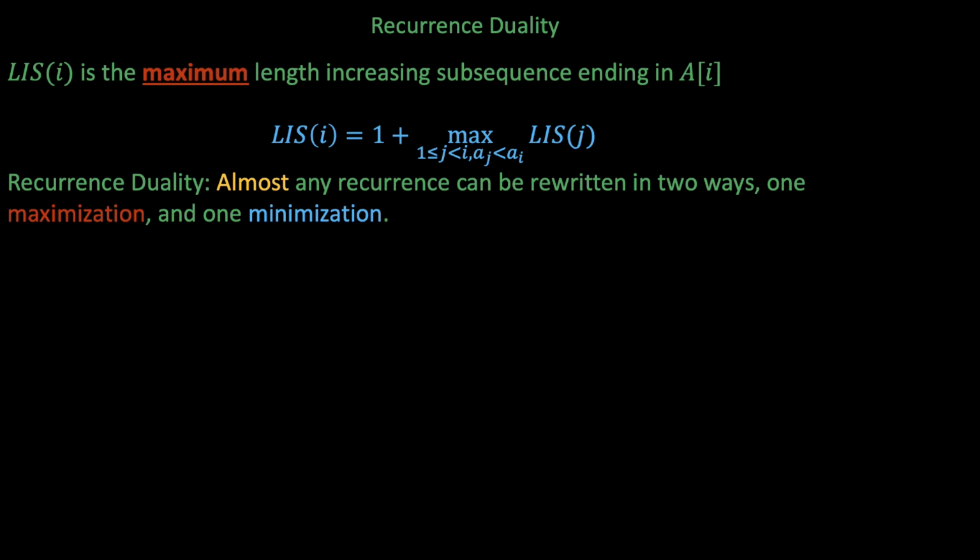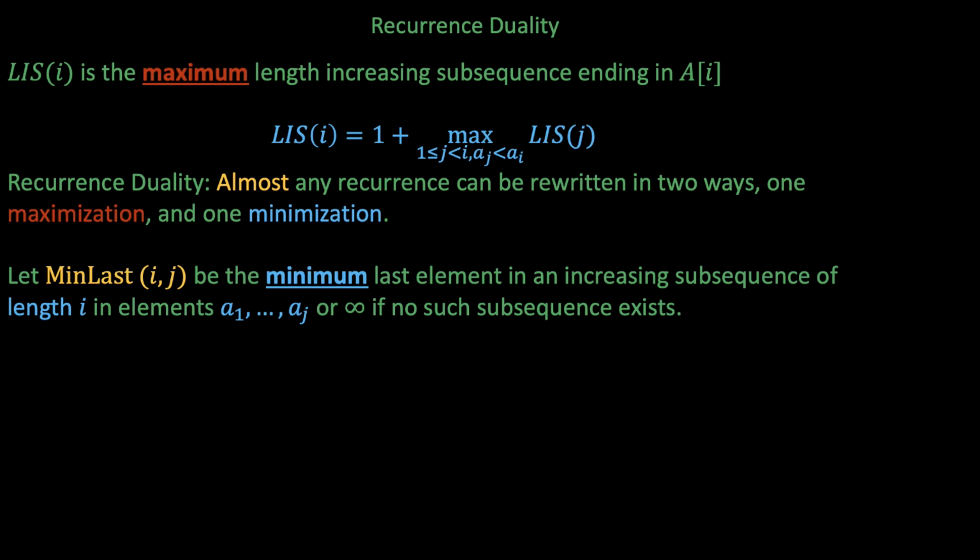Well, if you spend enough time, you could come up with a definition like this. Let min last i of j be the minimum last element in an increasing subsequence of length i from elements A1 to Aj, or just infinity if no such subsequence exists. If you're wondering where the definition comes from, it's just an application of the recurrence duality technique. If you want more experience with it, I encourage you to watch my earlier video about it that I will link in the description.